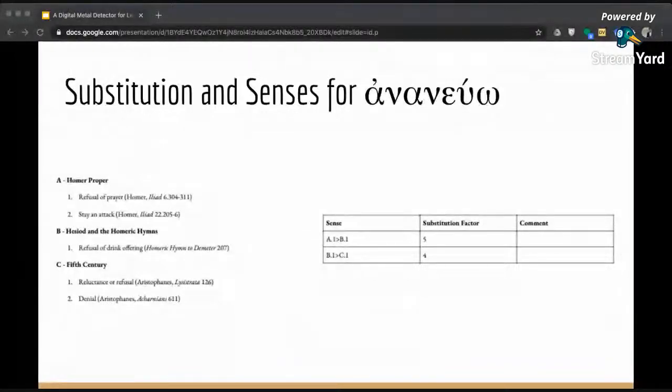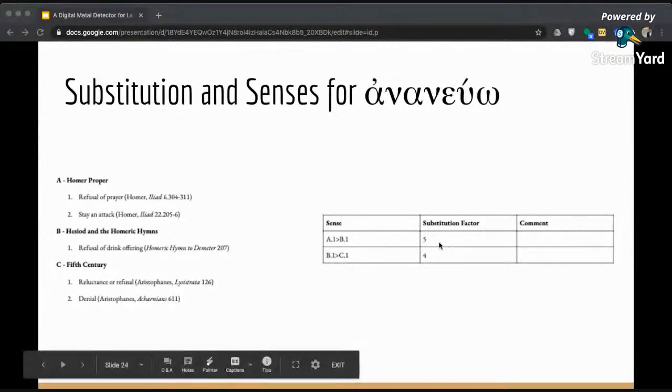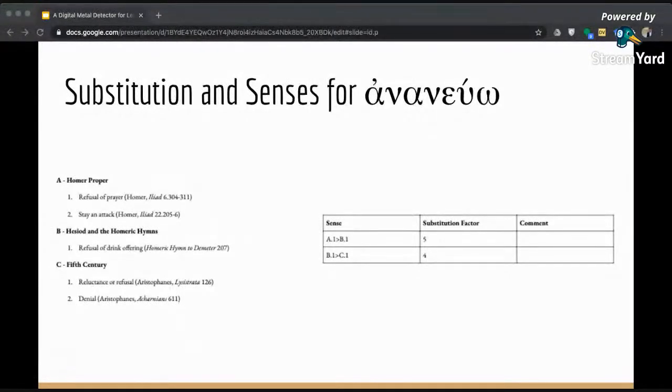So what we did get, here you can see, as we had before, on the left-hand side, you've got a series of different senses. And then on the right-hand side, you've got a substitution table. Well, as you can see, the substitution factor that we've got is 5 and 4 for the next time period. So there is some change, but it's not an extraordinarily huge leap, as perhaps we may have expected.